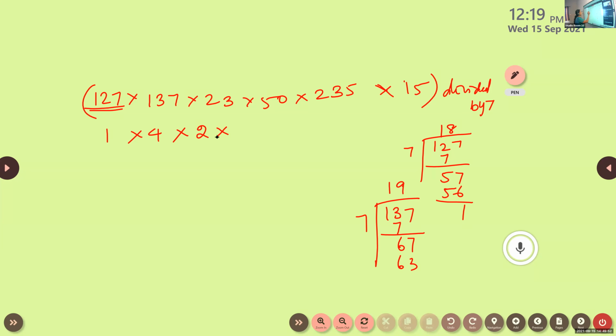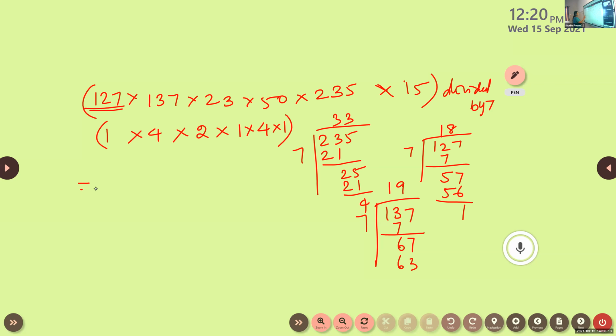If you take 50, remainder is 1. Now take the next one, 235. 235, you divide it by 7. 7 3s are 21 and 25. 7 3s are 21, balance is 4. So into 4, 15 if you take, it is 1.